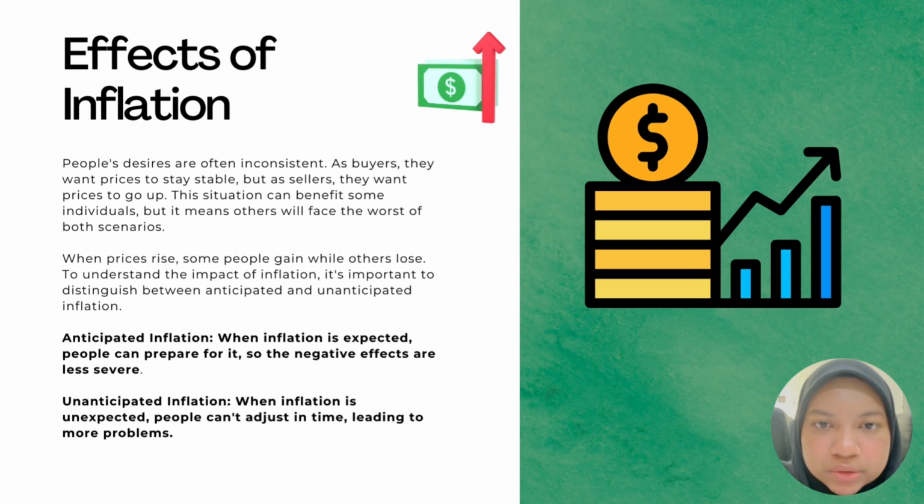People's desires are inconsistent. When they act as buyers, they want prices of goods and services to remain stable, but as sellers, they expect the price of goods and services to go up. Such a happy outcome may arise for some individuals, but when this happens, others will be getting the worst of both worlds. When the price level goes up, there is both a gainer and a loser.